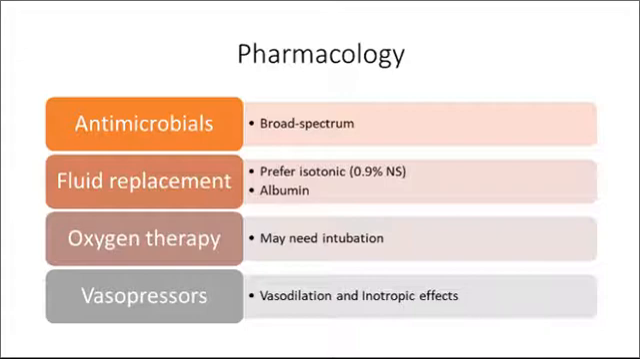Fluid replacement. A preference is isotonic. Normal saline, 0.9% saline, is what you will see used the most. You may see albumin because it's used to expand some of the volume. So you're looking at your crystalloid and your colloid. Colloids are more concentrated. Albumin will commonly be used.